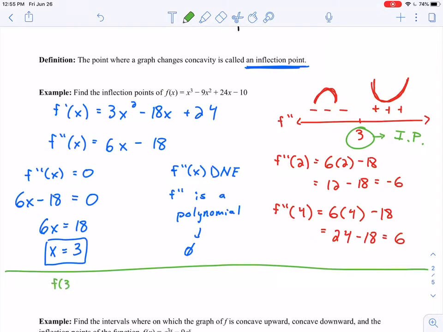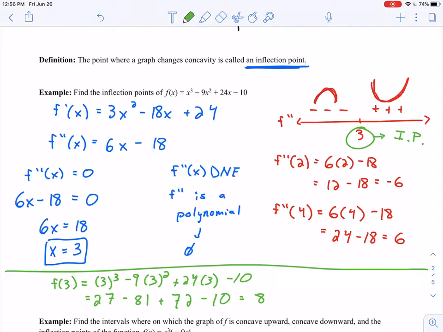So f of 3 is equal to 3 to the third minus 9 times 3 squared plus 24 times 3 minus 10. So let's see, I've got 27 minus 9 times 9, which is 81, plus 24 times 3, that should be 72, minus 10. So let's see, 27 minus 81 is negative 54, plus 72 is 18, minus 10 is 8. So I should have a positive 8.